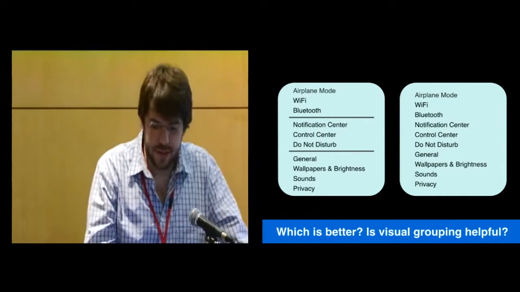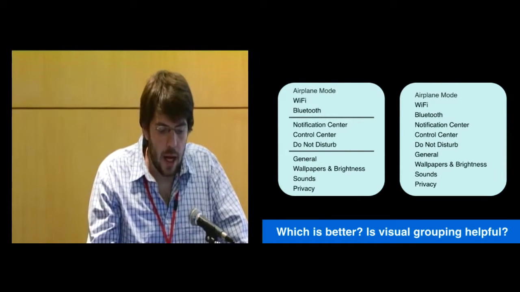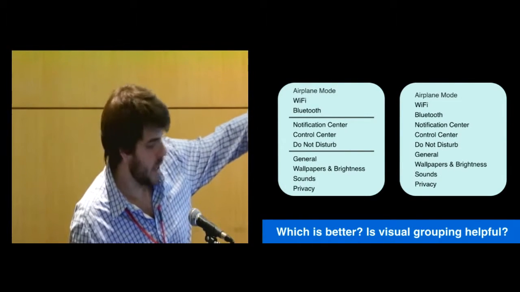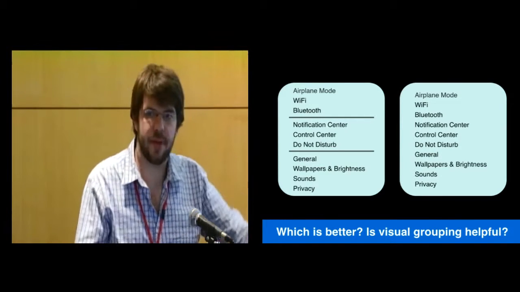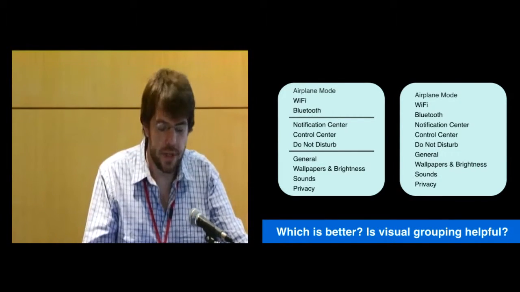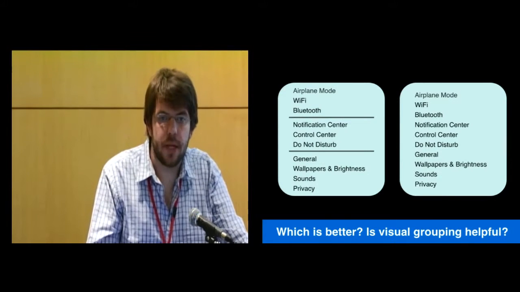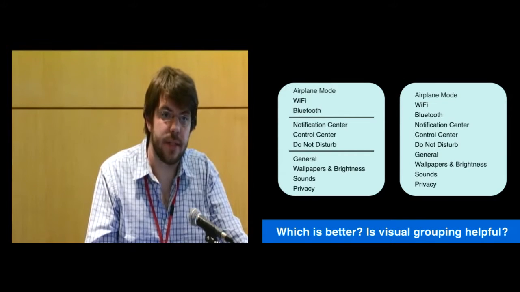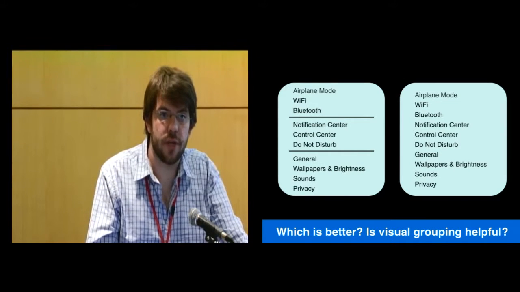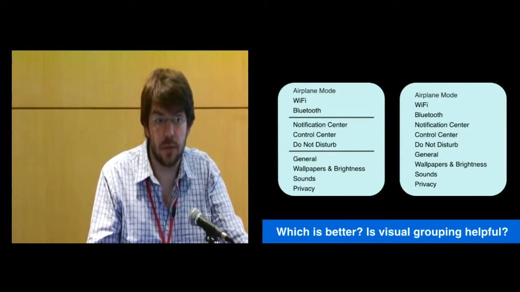So here's the research question. It's very simple. Here is the one on the left, which has the visual grouping cues, and here is the one on the right, the same thing with the lines removed. Which is better? Is the visual grouping actually helpful to users? And the thing that's nice about this design problem is that it's very clear what we're trying to do here. We're trying to help people find stuff as quickly and easily as possible, right?